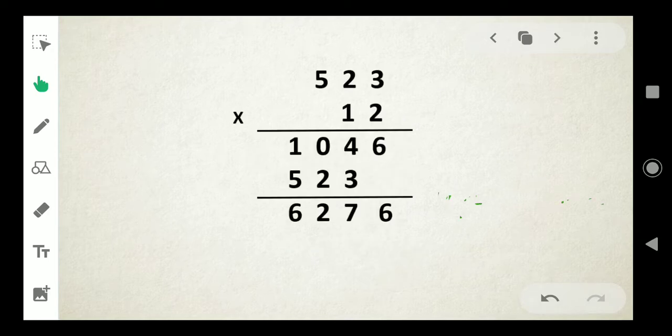Next question is 523 into 12. Let us begin together. 2 into 3, 6. 2 into 2, 4. 5 into 2 is 10. When we are starting with the second digit, that is number in the tens place, we should start writing the answers on the tens place itself. 1 into 3, 3. 1 into 2, 2. 1 into 5, 5. Just add it. You write 0 also, no problem. 6 plus 0, 6. 4 plus 3, 7. 0 plus 2 is 2. 1 plus 5 is 6.